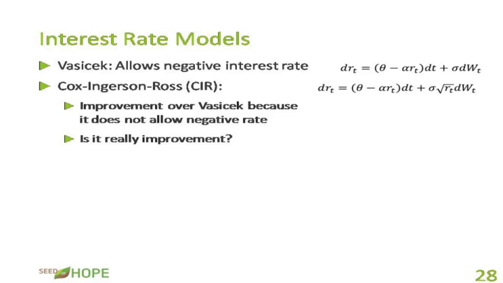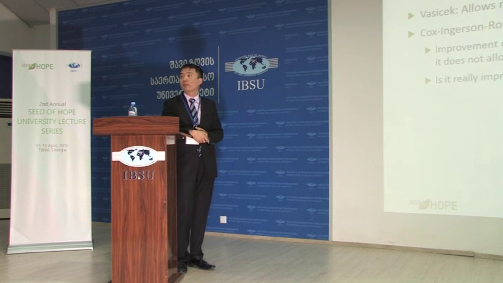Vasicek came up with this model in the mid-'80s, and for the most part, it's pretty realistic. But the problem is that this model allows negative interest rate. If you actually work out the math and run the simulations, sometimes you can get negative interest rate. So people didn't like that. How can interest rate be negative?